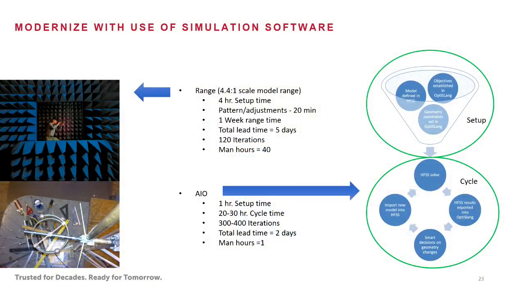Okay, so what it does is it allows us to compare the two methods, a range method versus the AIO method. Well, with a range, even if you do a scale model to make it smaller and easier to manipulate, make that arts and crafts project a little bit simpler, right? It still takes you about 4 hours just to set everything up in the right spot on the tower model. Now you're going to adjust for the pattern. That takes 20 minutes, and it's going to be on the range for a week so you can test it and tweak it. And so your lead time's about 5 days there.